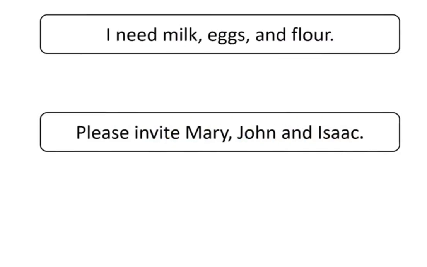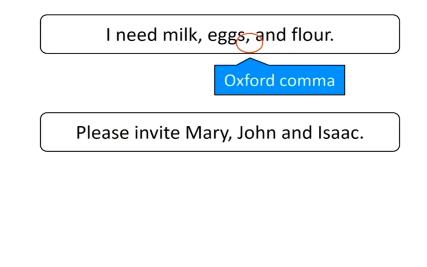Do you notice a difference in these 2 sentences? The first sentence has an extra comma before and. This comma is optional. It is called an Oxford comma. Sometimes this comma helps avoid confusion.